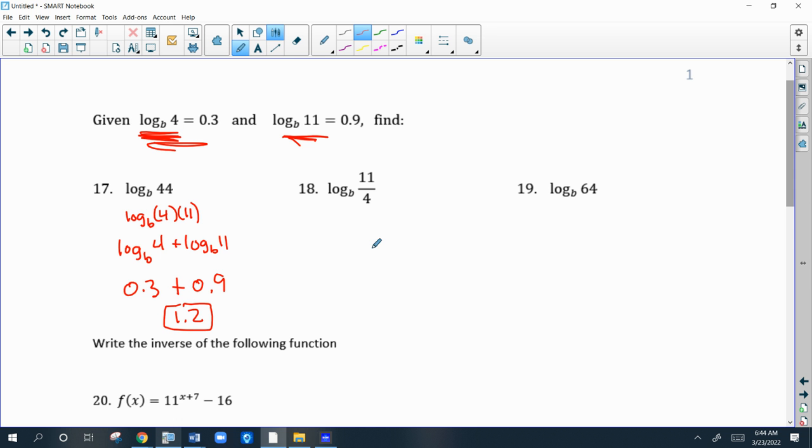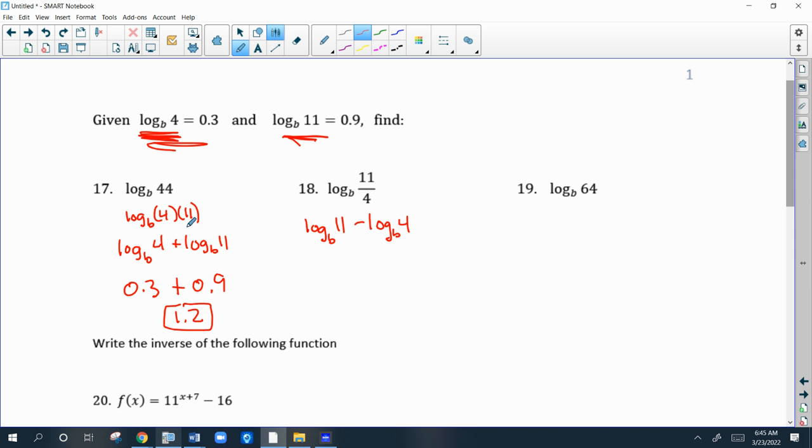So that's it. 18 is even easier because you see the log base b of 11 and 4. You can't do anything here, though. You have to expand this first, so you can separate these into two separate logs. So since it's a division problem, it's log base b of 11 minus log base b of 4.